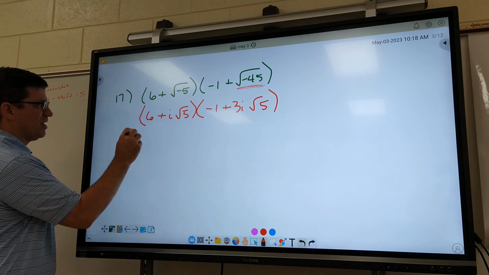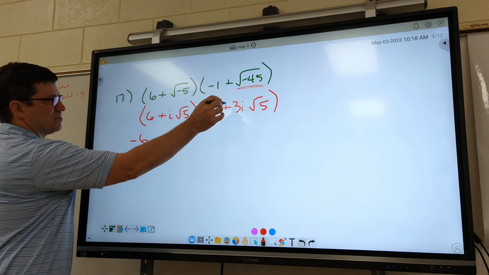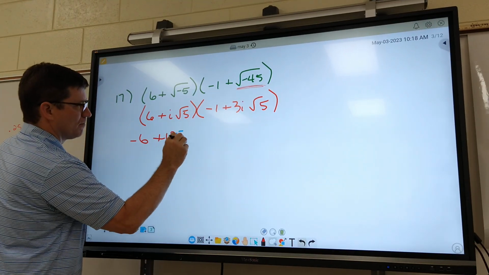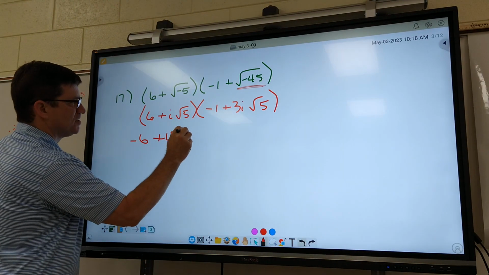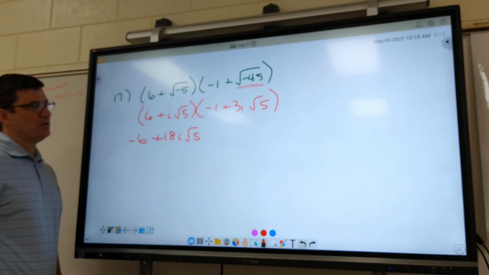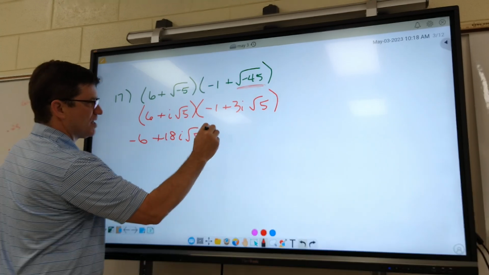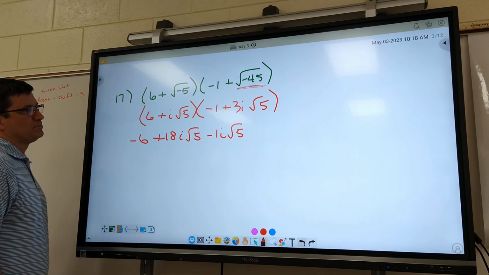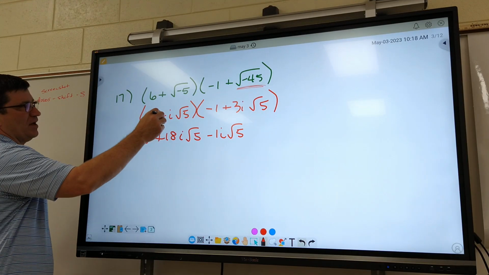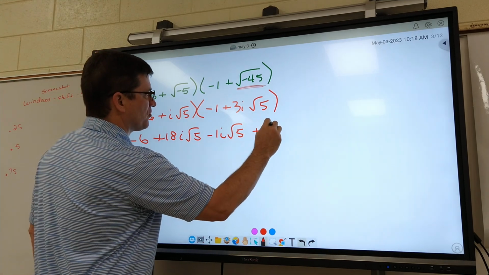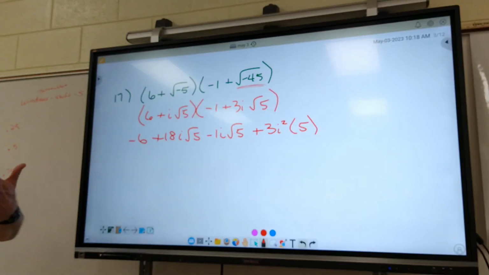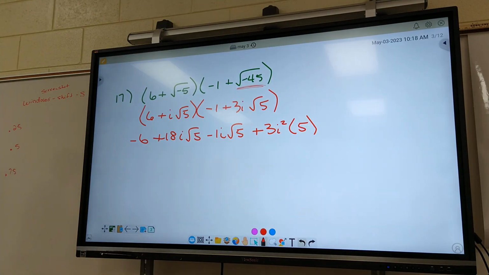6 times 1, we should have negative 6. 6 times 3i is 18i. And just put root 5 on the end of it. Negative 1 times i is negative 1i. Put root 5 on the end of it. i times 3i, that's 3i squared, and just a 5. This root 5 times root 5 is root 25, which is just 5.